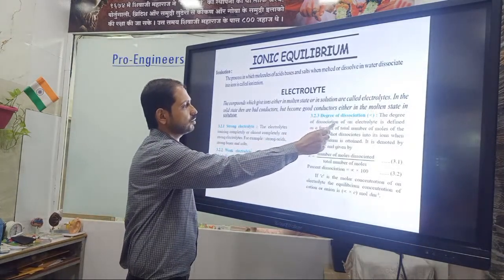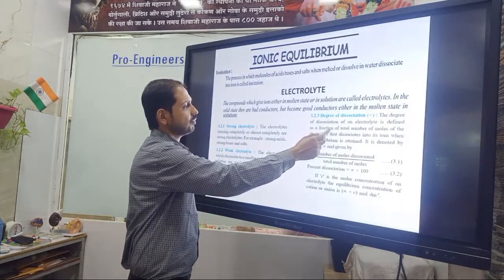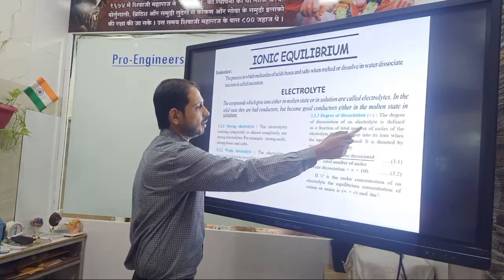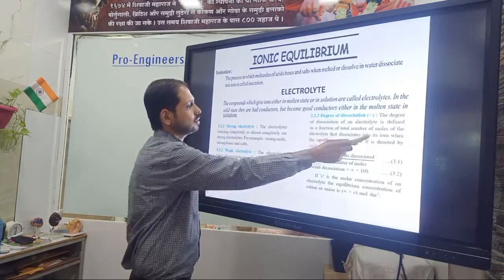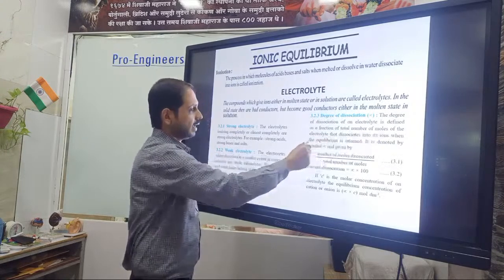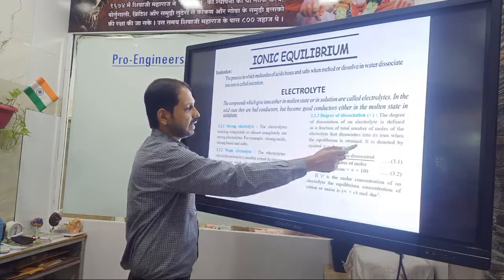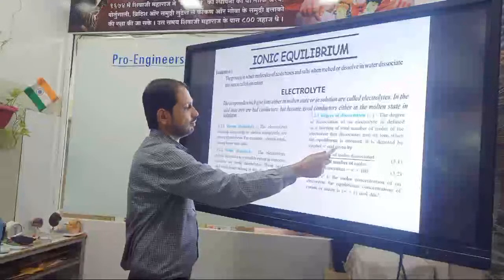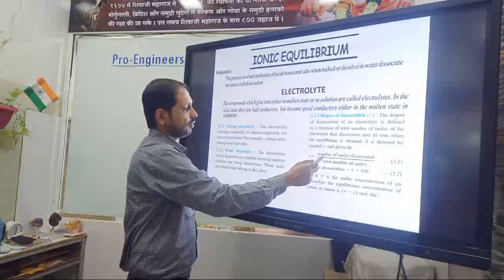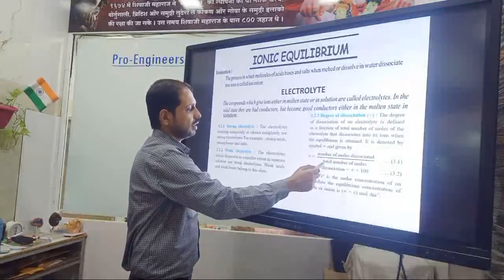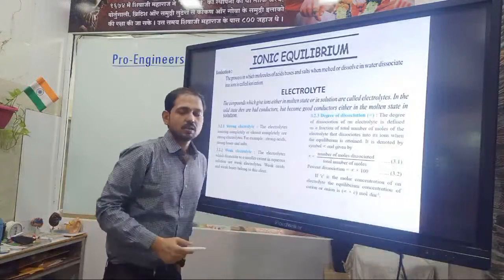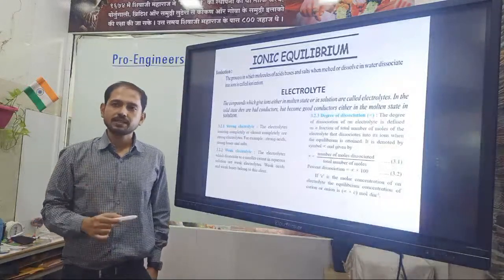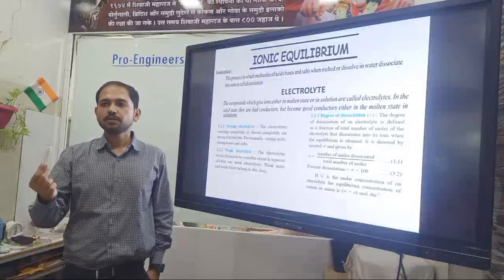The degree of dissociation of an electrolyte decides the fraction of the total number of moles of electrolyte that dissociate into its ions when the equilibrium is attained. It is denoted by the symbol alpha, and it is the number of moles dissociated divided by the total number of moles.